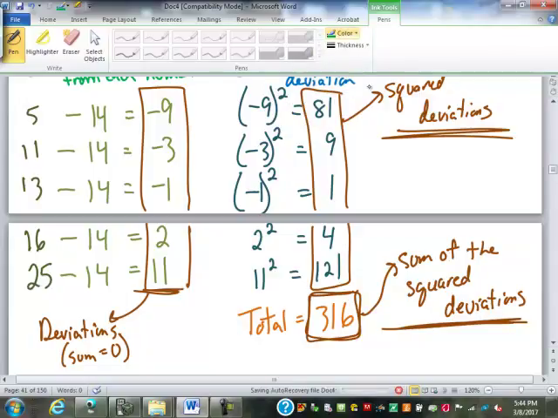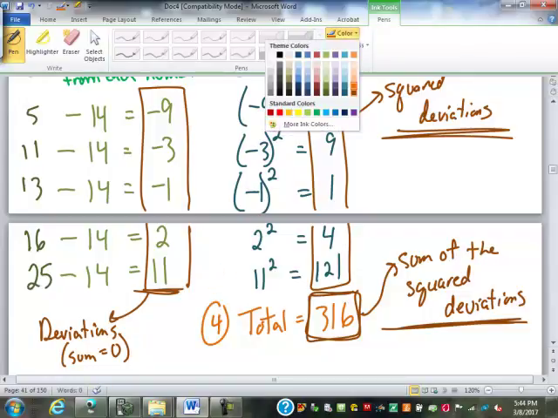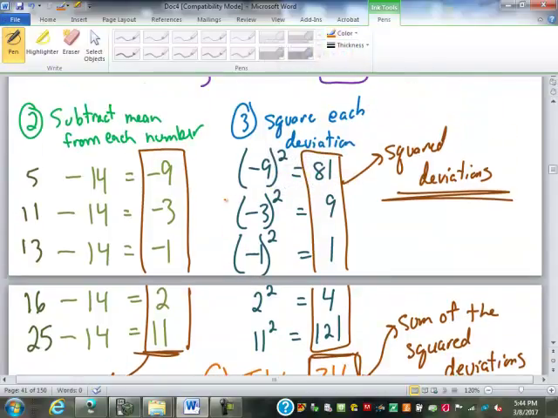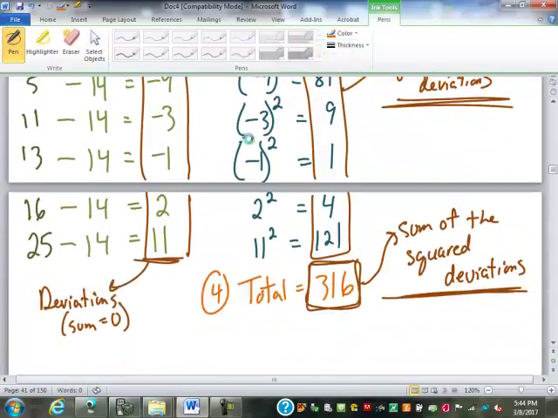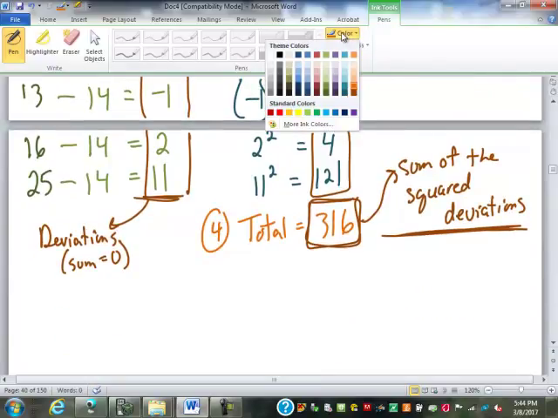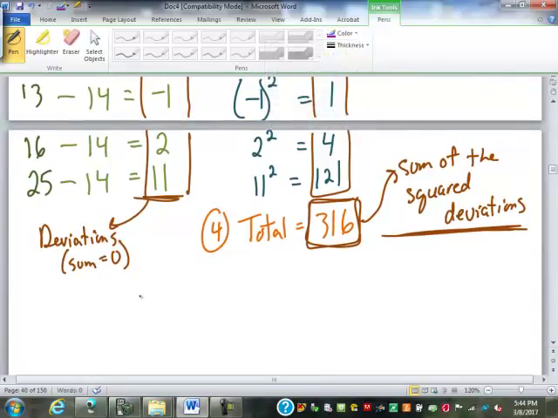I should label that as step 4. So that was step 4. What is step 5? Nope, that was step 4. Oh. Step 5 is the big one. What is step 5?